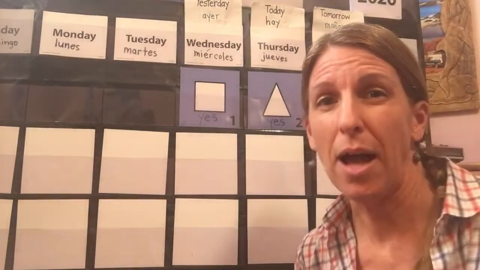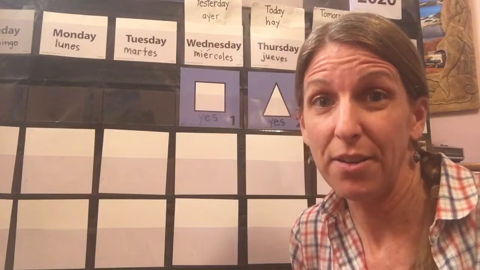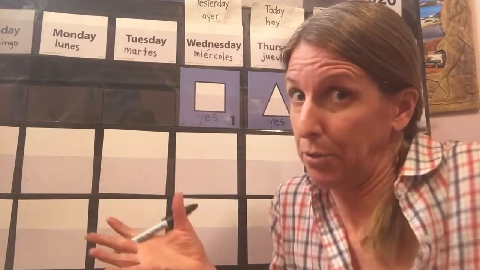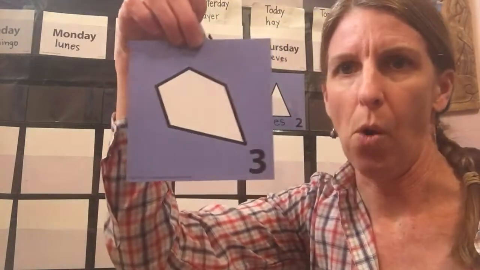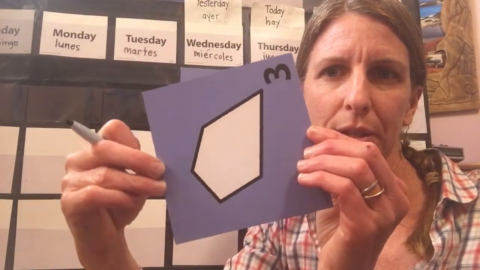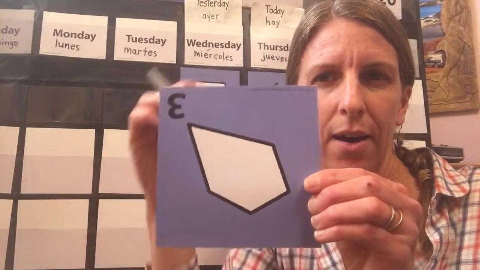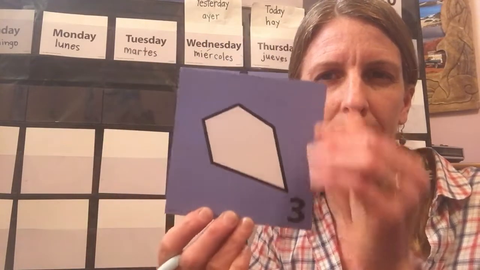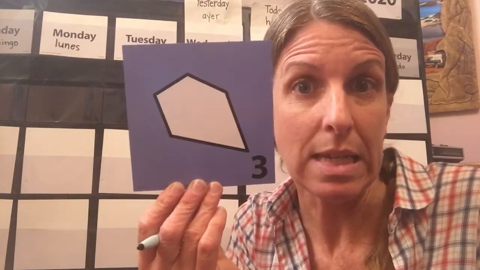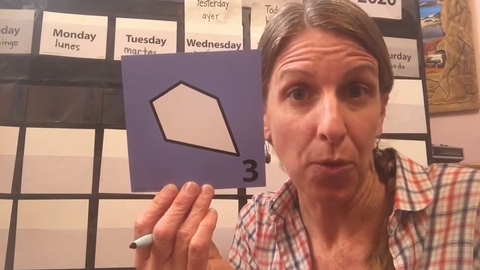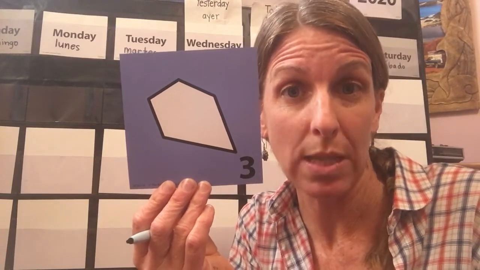All right, now I'm also going to flip over Friday's card because I'm not going to have a video for Friday. So I don't know what the shape's going to be, but here it comes. Whoa, look at that. Let me turn it all around for you. Your challenge is to tell someone in your house if this shape is symmetrical. Can you fold it in half and have the two sides be exactly the same?